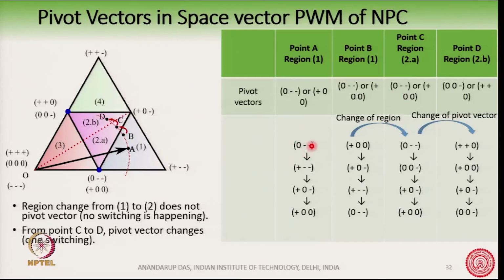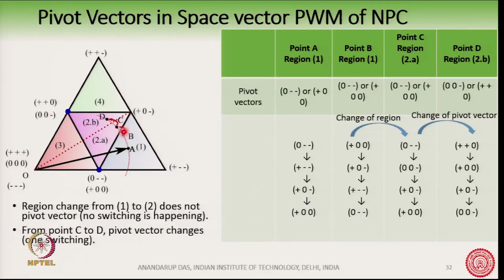We start from 0 minus minus, that is going from here 0 minus minus, and then we go to plus minus minus. From here to plus minus minus, then go to plus 0 minus, and then plus 0 0. This is how we can switch these 4 vectors in order to realize the reference vector at point A. Okay. So, this is the first one.